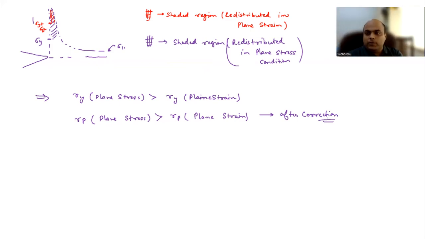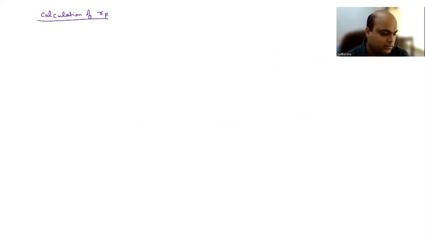Okay. So we know what is RY, that is 1 by 2 pi K1 square by sigma y square. But we don't know what is RP, right? So somehow if we can figure out how much stress is being redistributed and where it is being redistributed, then we should be able to figure out what is RP. So let's do that. We need to now calculate RP, which is the plastic zone size after correction, after redistribution of stress.